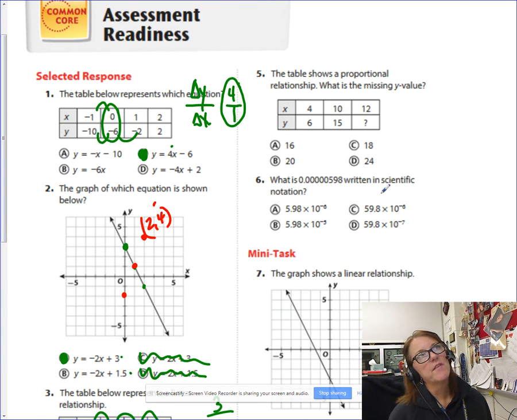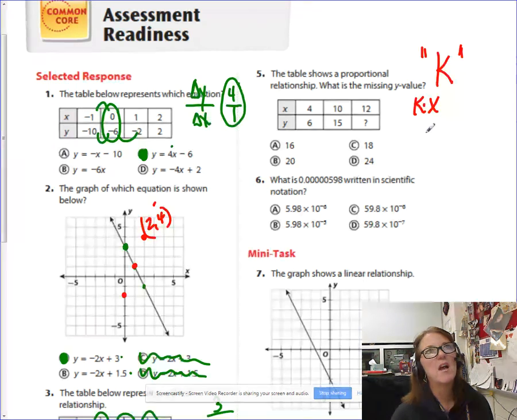All right, what's the missing value? I can tell you it is proportional. If it's proportional, it's going through 0. If it's proportional, there's a value k called the constant of proportionality. That's the multiplier. You're taking x times this multiplier k, and that's what gives you your y value. And it's the same every time.